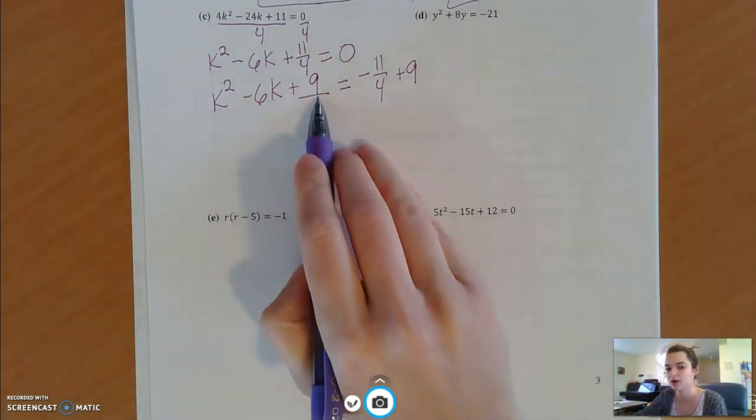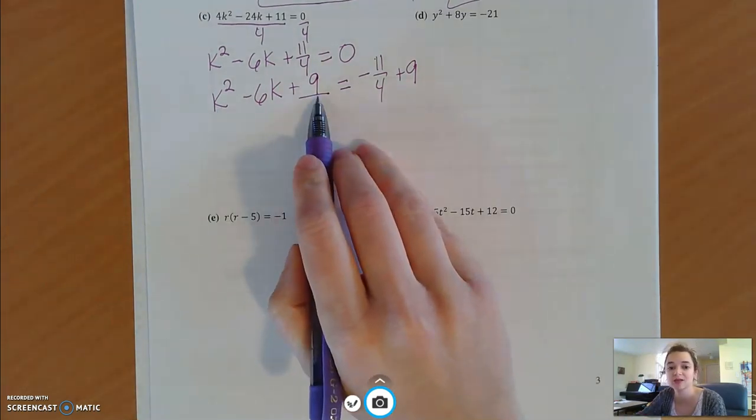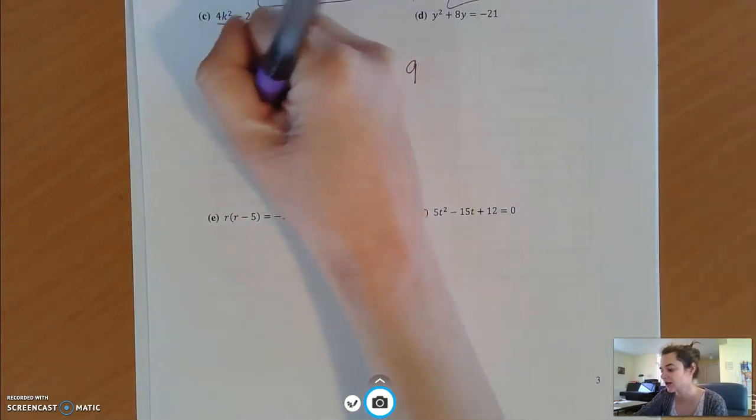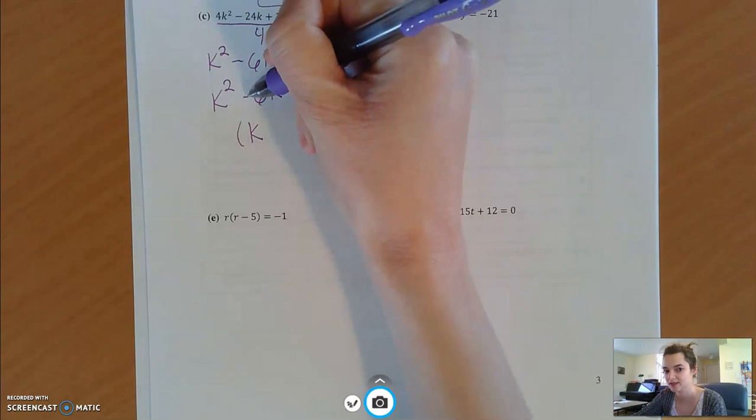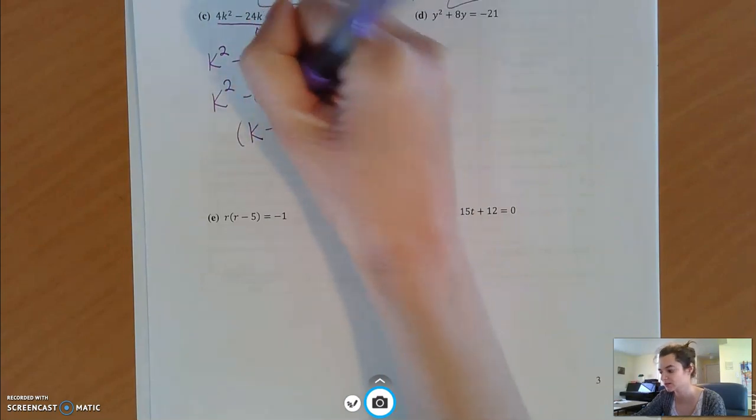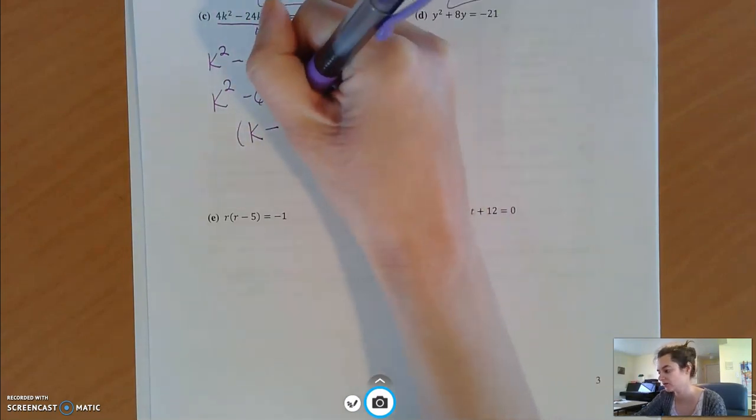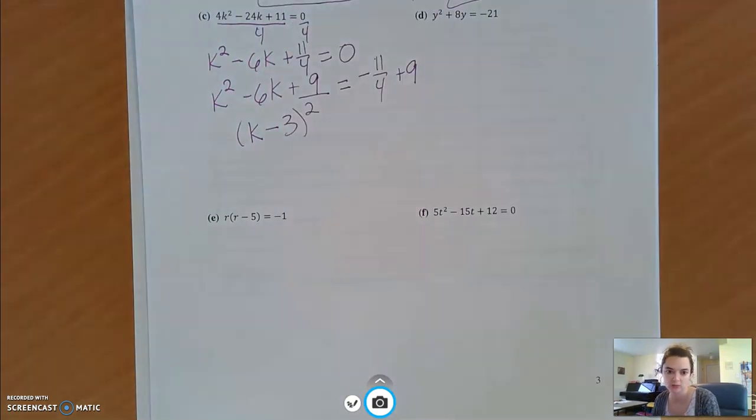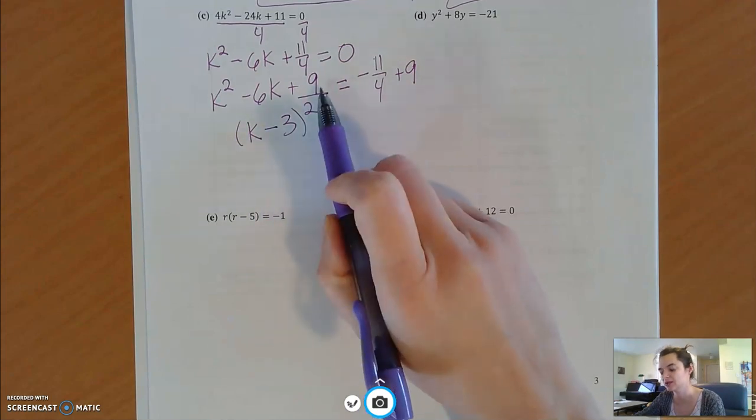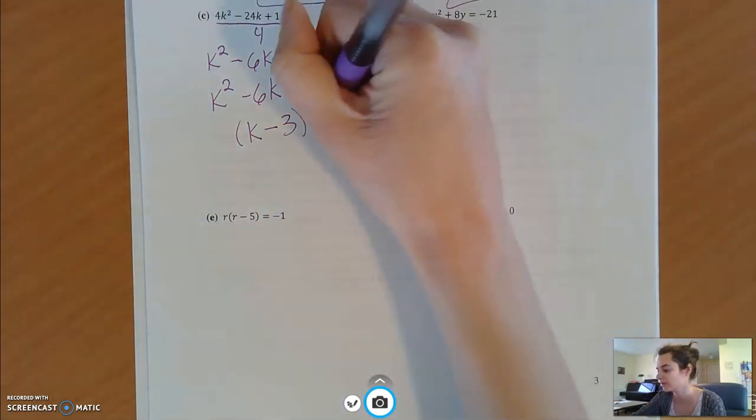So this is going to factor out nicely because we made it into a perfect square trinomial. So the square root of k is k. We'll have the same sign as the middle, which is a minus. The square root of 9 is 3. And the whole thing is squared. So it's k minus 3 squared. It's k minus 3 times k minus 3 to get back to where we were.